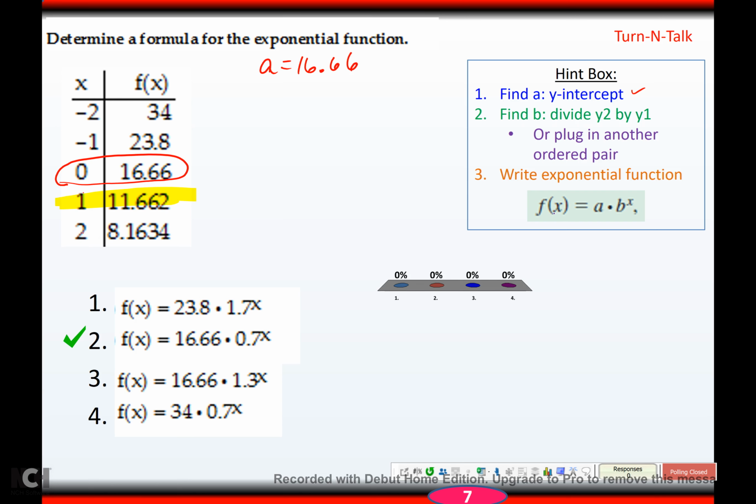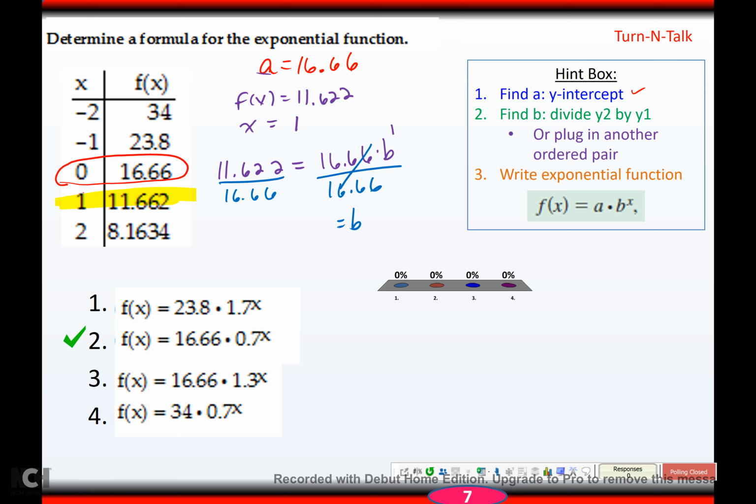Okay, so if I pick that ordered pair, I'm going to change my f of x to 11.622. I'm going to change my x to 1 and my a to that. So I would have 11.622 equals my a, which is 16.66, times b to the first. So that way, the only thing I have to do to get b alone is to divide by 16.66. And my base is 11.622 divided by 16.66, and you get 0.6975, and so on. And it looks like they're rounding to the nearest tenth, so that 9 would bump it up, which is how they got 0.7 equals b.